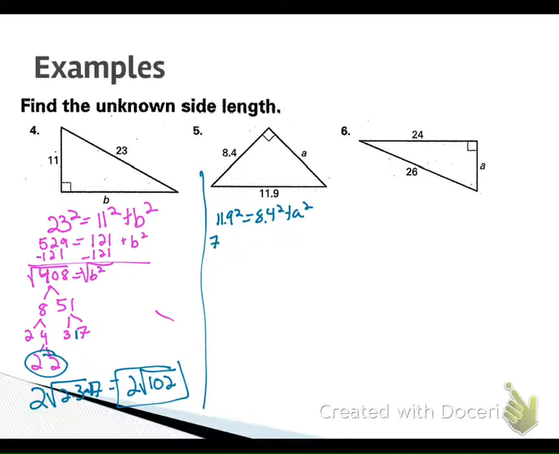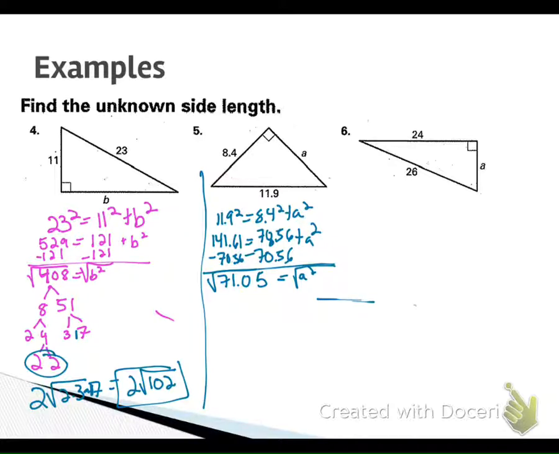You said it was 170. 141. Oh, 141. Okay, sorry. 141.61 equals, what did you get for 8.4 squared? 70.56. If you can see my decimal point. Plus a squared. We got to subtract over that 70.56. Okay, what do I get? 71.05 you said? Okay, we got to square root both sides. Since this is to the tenths, each of them have one decimal point. You're going to round to the one decimal place here.